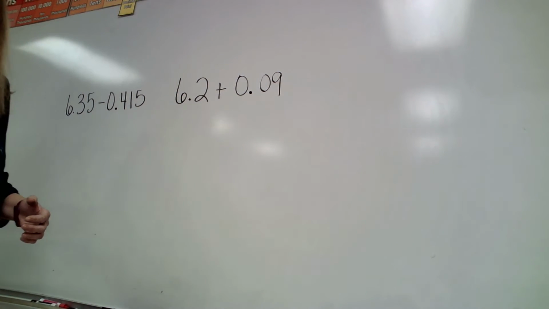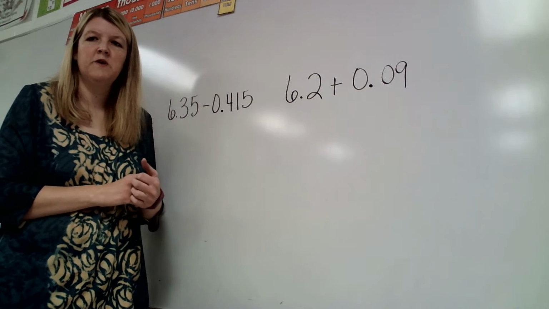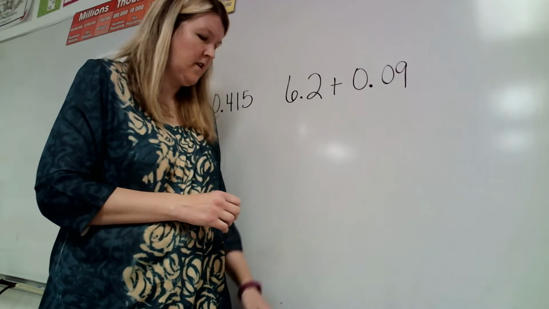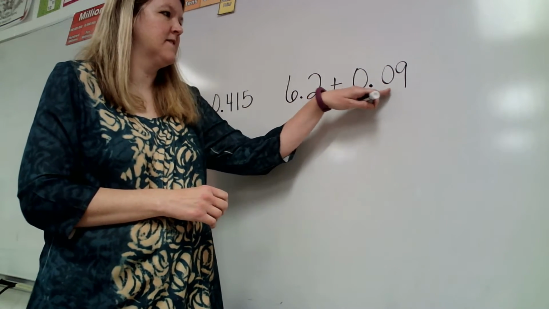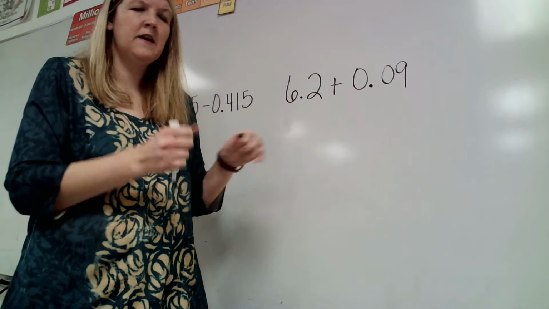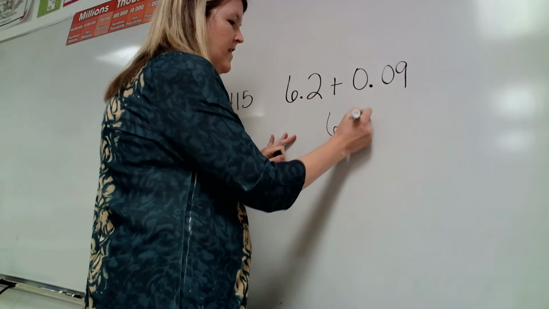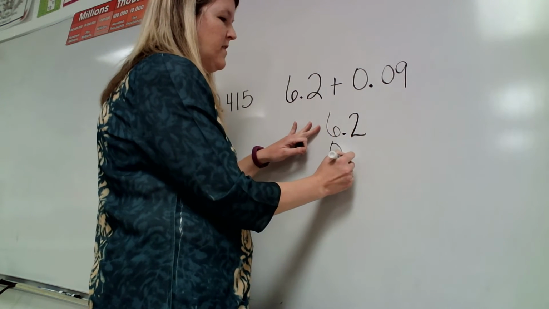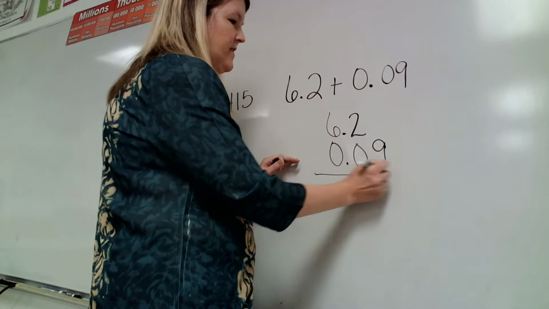All right, so whenever we are adding and subtracting decimals, the main thing that we want to remember is that we add and subtract like place values. So for this first one, 6 2/10 plus 9/100, I'm going to go ahead and rewrite this so that I'm lining up place values. So I've got 6 2/10. The 0 is in the ones place. Then I've got a 0 in the tenths place and then a 9 in the hundredths place.